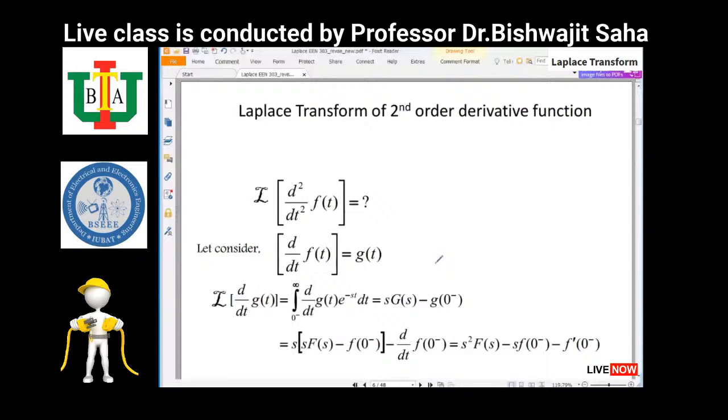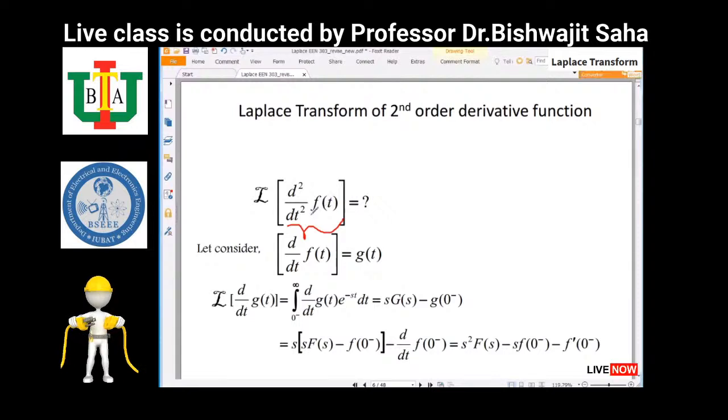Next is our Laplace of the second order derivative. We need up to the second order derivative because we have second order equations, right? Second order circuits, RLC series circuit or RLC parallel circuit, are second order. So in case of second order, we need to use the second order derivative. That's why we must learn up to this point. So now we are going to find out the Laplace transform of the second order derivative function.